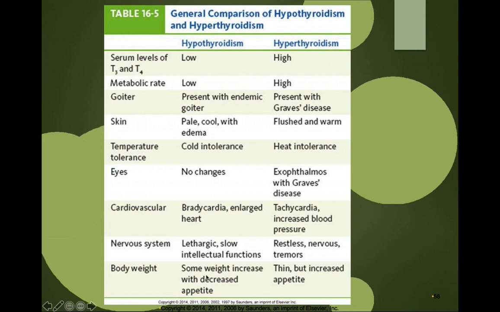The body weight: with hypoactive, they tend to increase, but their appetite slows down. And with hyperactive, they're very thin, but they keep eating, and they can't put on a pound, right? This is the person with hypoactive: I don't even eat and I gain weight. And here's the person with hyperactive: I eat so much and I can't put on a pound.